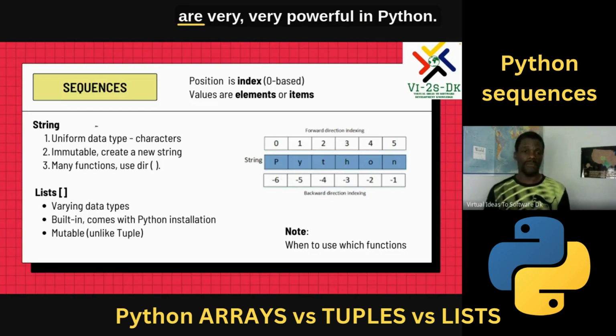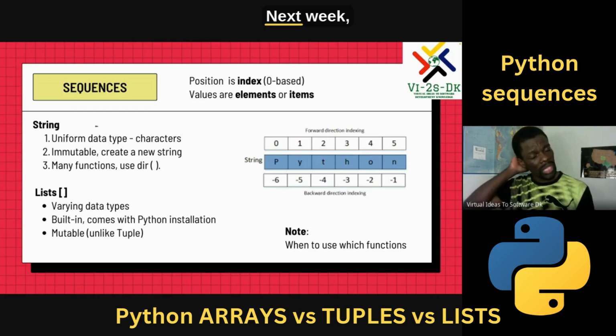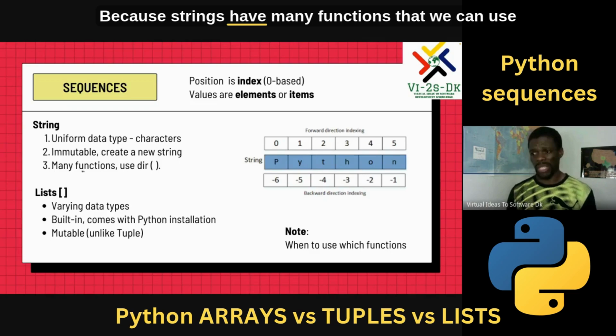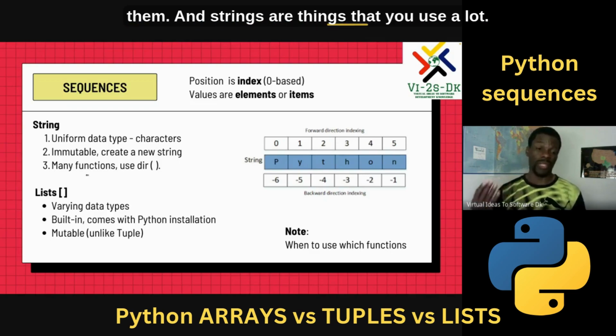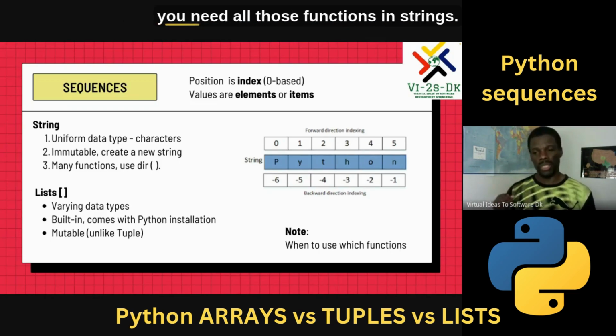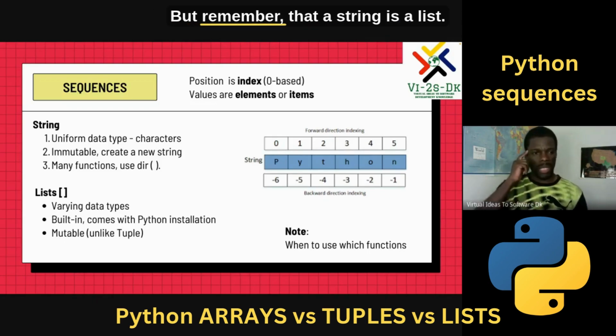So strings, again, are very, very powerful in Python. Next week, our next class, we're going to talk only about strings. Why is that? Because strings have many functions that we can use, and strings are things that you use a lot. If you're going to be looking at text files, or if you're going to be looking at a lot of data, you'll need all those functions in strings. But remember that a string is a list.